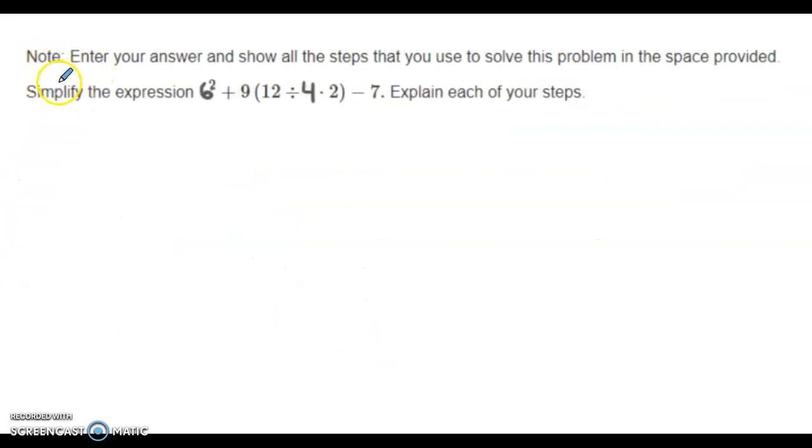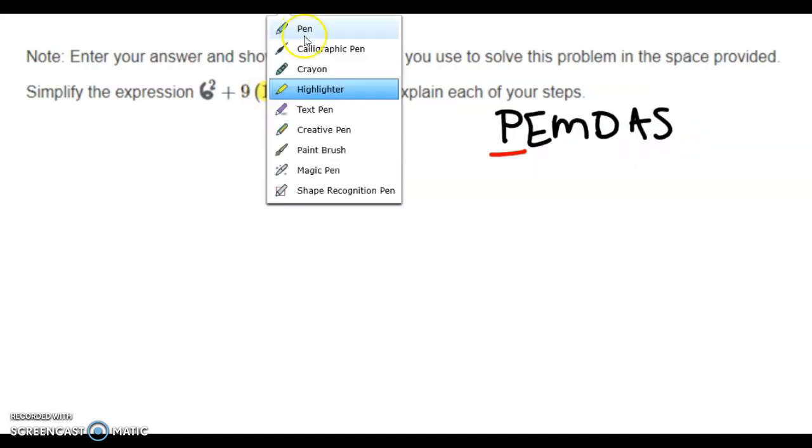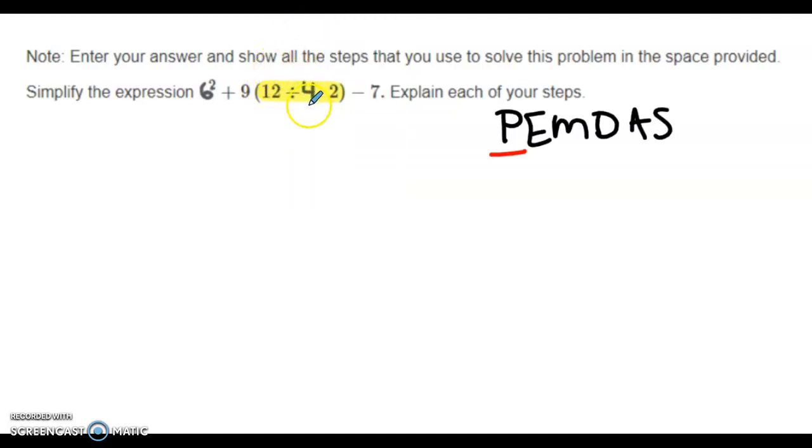Let's look at this next one. It says to enter your answer and show all the steps that you use to solve this problem in the space provided. We want to simplify this. Now remember, this is order of operations, or PEMDAS. So the first thing we have to check for is parentheses. We do have parentheses here, so we need to take care of that first. So I'm just looking right here inside the parentheses. And once you look inside the parentheses, you still have to follow the order of operations. So we have division and multiplication. Those are actually in the same step in the order of operations. So we just want to do them in the order that they come in.